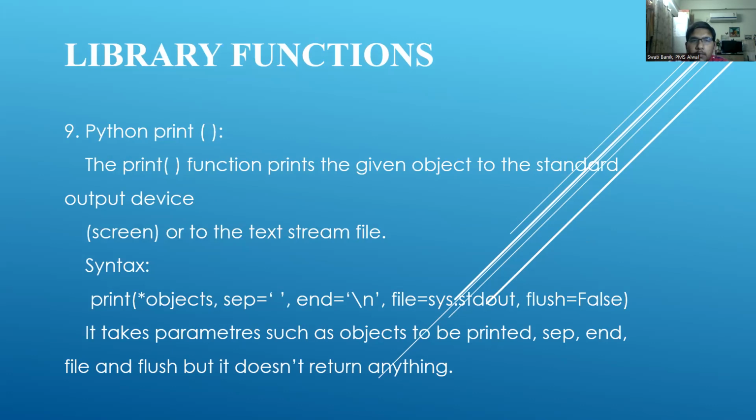The ninth Python library built-in function is Python print. The print function prints the given object to the standard output device or screen or to the text stream file. The syntax of this function is print with objects, sep, end, file, and flush. It takes parameters such as objects to be printed, sep, end, file, and flush, but it doesn't return anything.